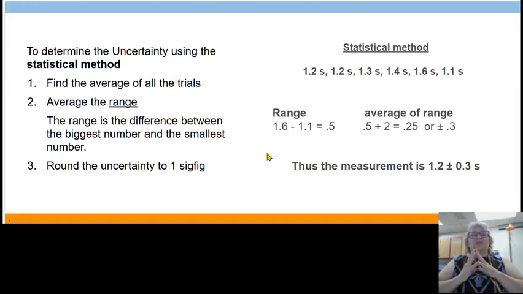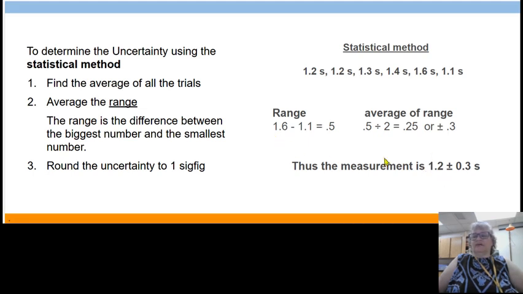To determine the uncertainty using this statistical method, first you're going to find the average of all the trials. Then you're going to find the average of the range. The range is the difference between the biggest number and the smallest number. If I'm looking at my data set here, each one of these is a measurement, a trial. I'm going to take the average of these numbers. So that's going to be your first number.